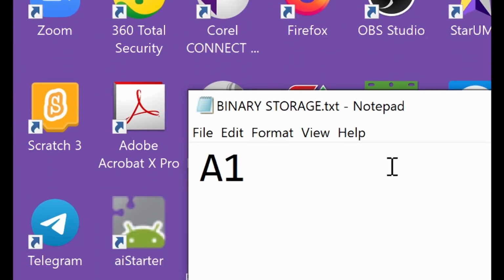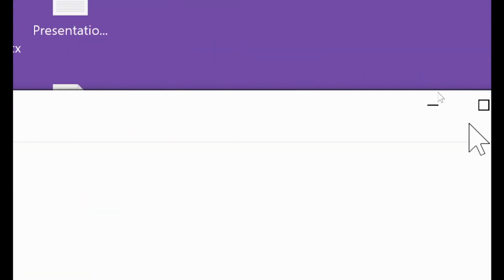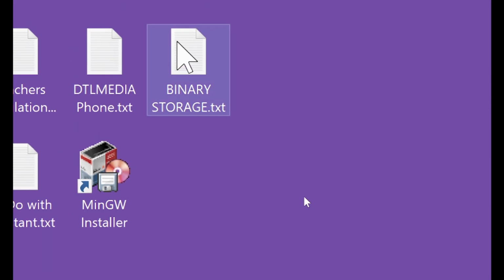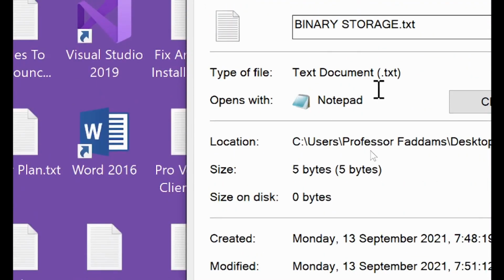Let me add a symbol. Let me add this symbol. Let me add this. What do you see? How many characters do you see? 5, right? Okay, so these 5 characters, let's check how much space they occupy. How many? 5 bytes.